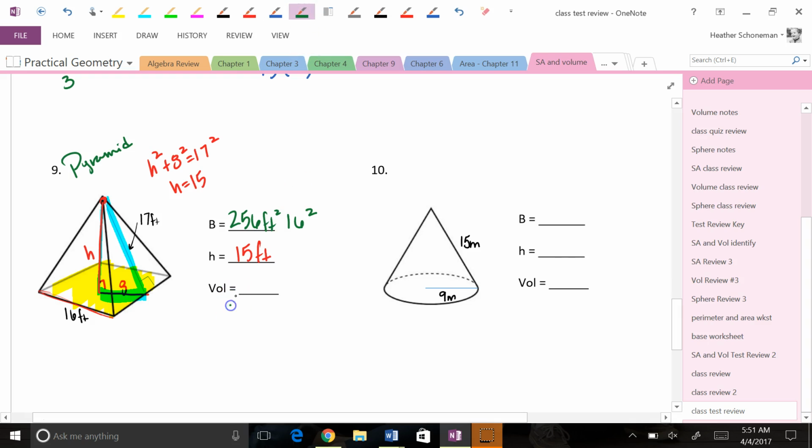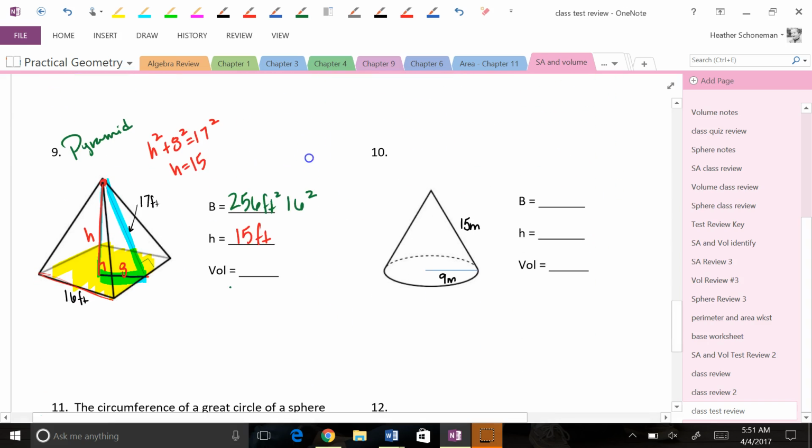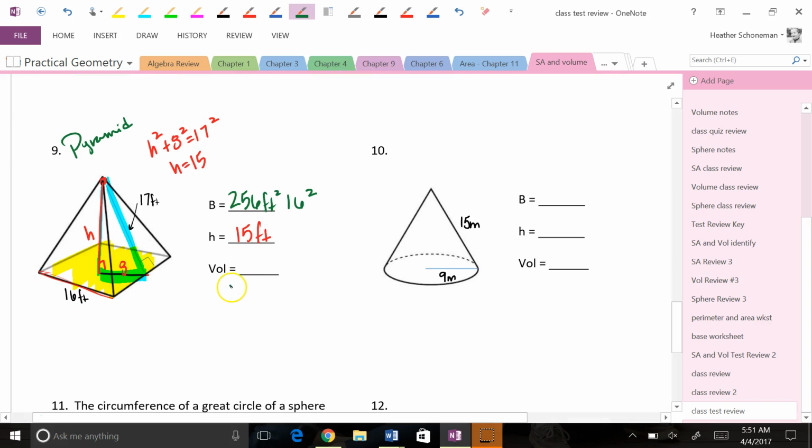So your volume, now it changes. Up here we had two bases. Now we just have one. So look at the bottom formula on the front. It's going to be 1/3 base, which is 256, times your height, which is 15. A third of 15 is 5. And then it's 256 times 5. It gives us 1280 feet cubed when it's volume.